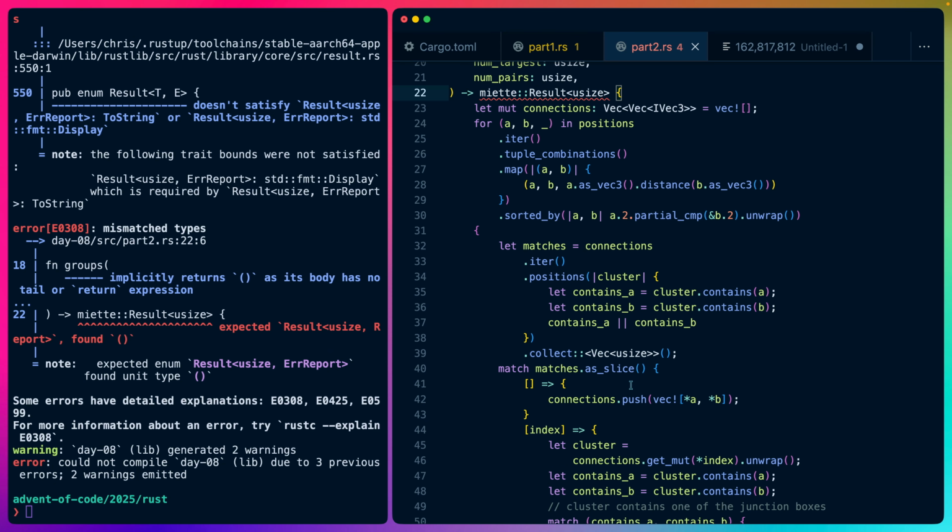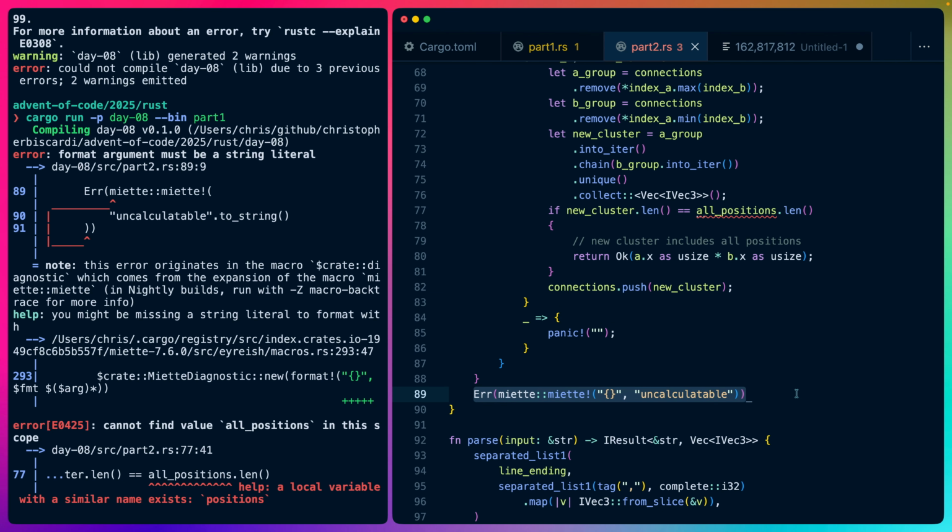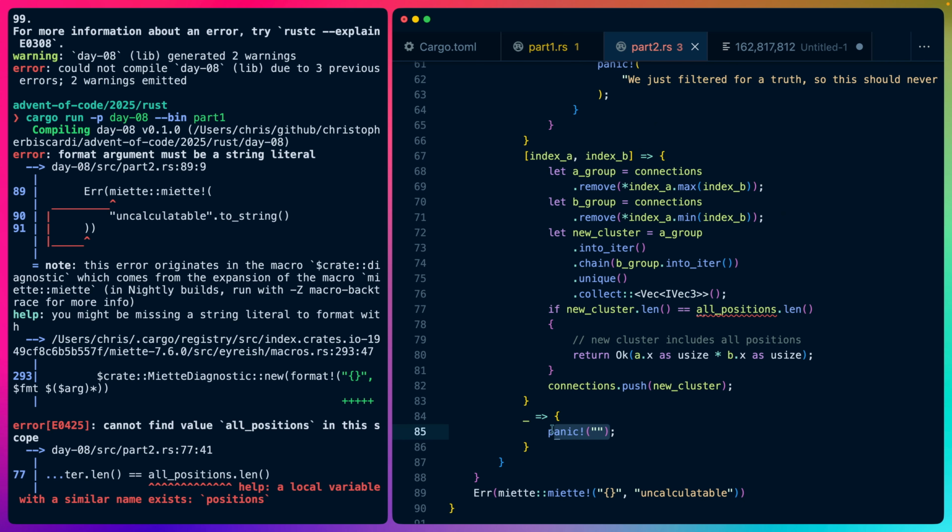Found unit. Do we have a return in here? Oh, found unit because of this. So I'll just use the miette macro to construct a string-like error. It's a little bit more than an error. Miette includes a bunch of reporting, which is cool. And then we actually get the opportunity to do the same here, right?